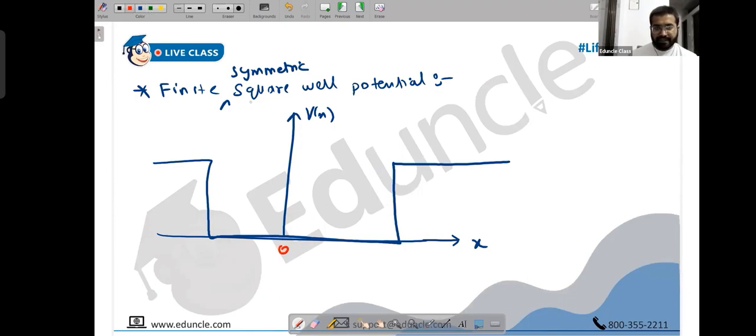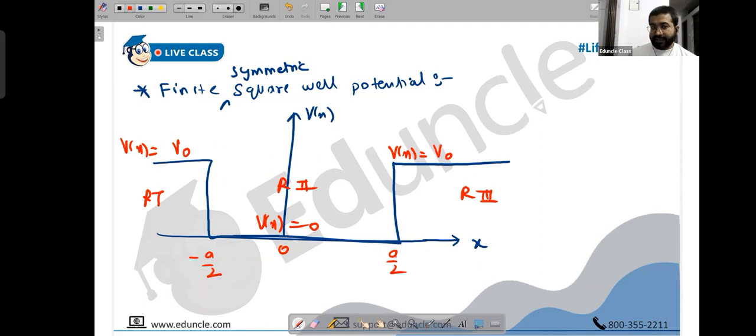So what do we have? This is 0. They mentioned symmetric, so RHS is a by 2, LHS is minus a by 2. If this is V0, then this is also V0 people. I hope this is clear. And in between, what do you have? Vx is 0. So here you have Vx is V0, and here you have Vx is V0 people. So this is region 1, this is region 2, and this is region 3. The finite symmetric square well potential is this.